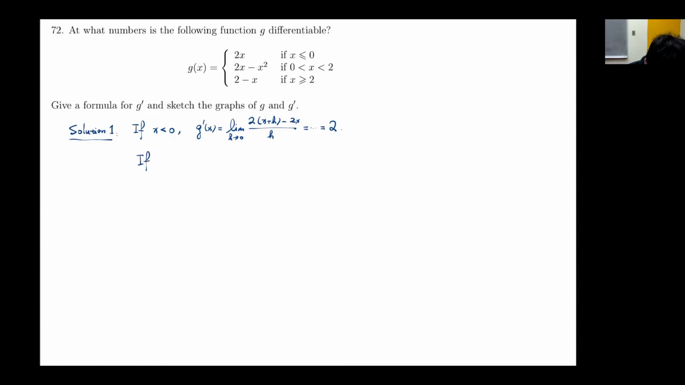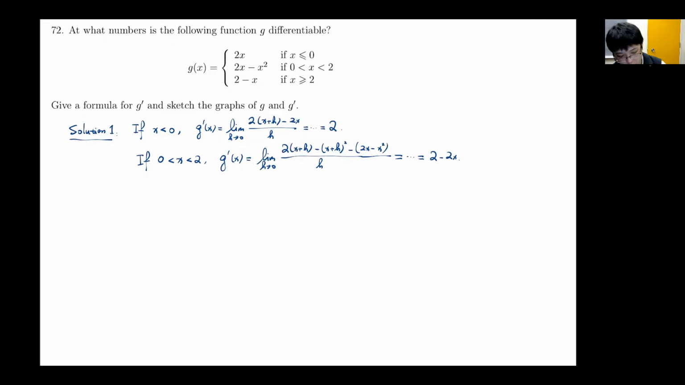Next, if x is between 0 and 2, x is still a generic point. When you compute g prime of x, you could just use the formula of g of x in between, namely 2 times x plus h minus the square of x plus h, minus 2x minus x squared. I'll leave it to you to figure out the algebra. At the end of the day, what you will get is 2 minus 2x. So this is the expression of g prime of x when x is strictly between 0 and 2.